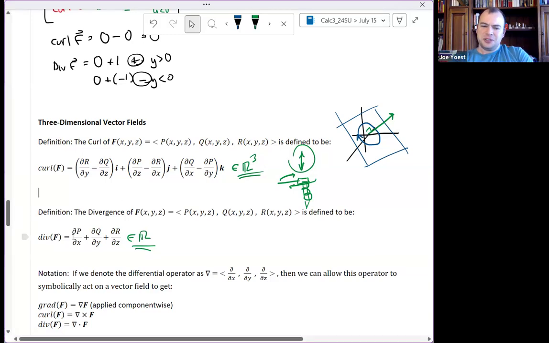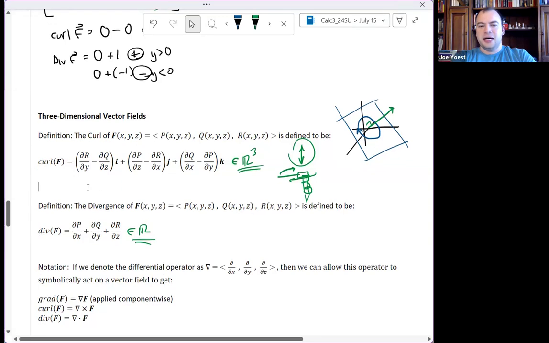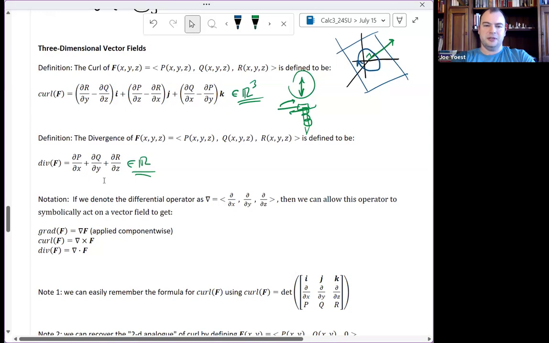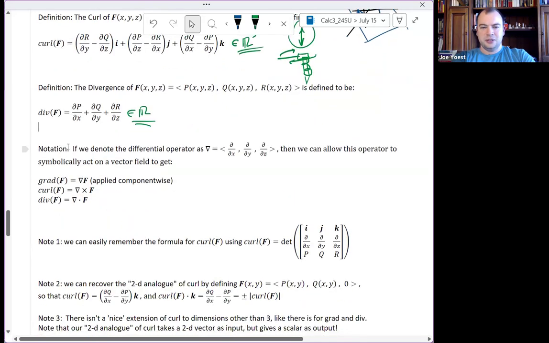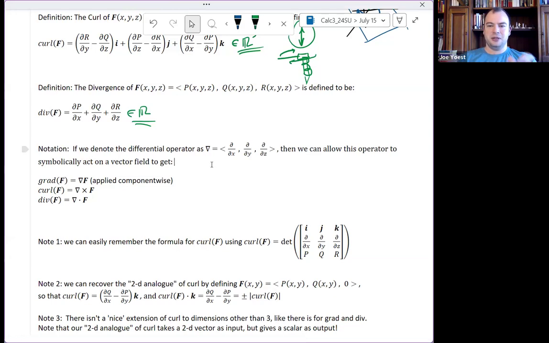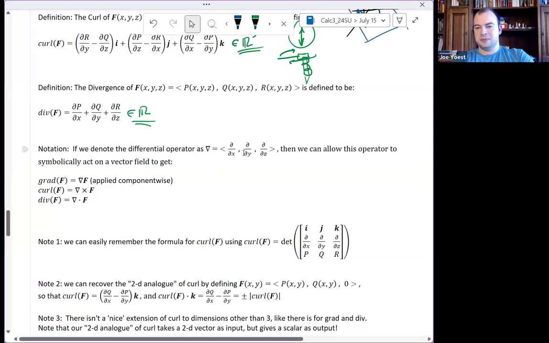Okay, so divergence isn't that hard to remember, but curl has all of these crazy partials with minus signs, so we even have to get the order right and everything. So how do I remember the formula for curl? Let's take some notation. We denote the differential operator, this nabla here, as the vector consisting of differential operators. The first component is the partial with respect to x, not the partial of something with respect to x, but just the operator that's partial with respect to x. The second component is partial with respect to y, the third is partial with respect to z.